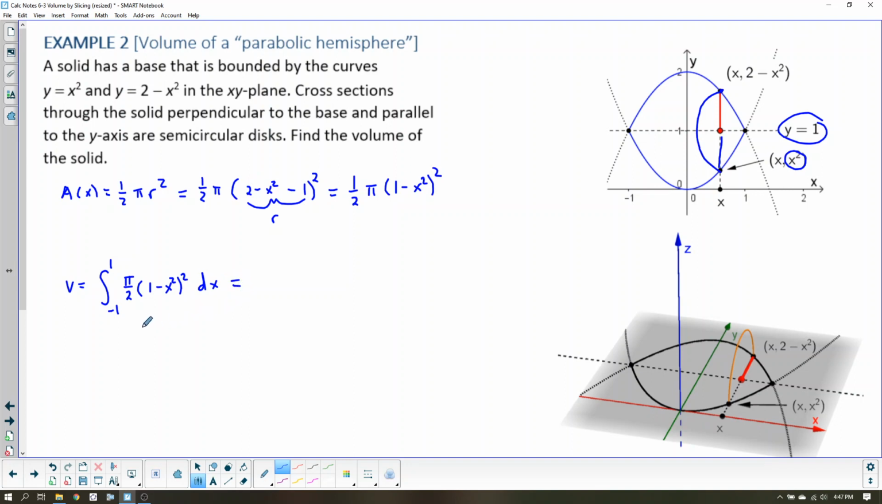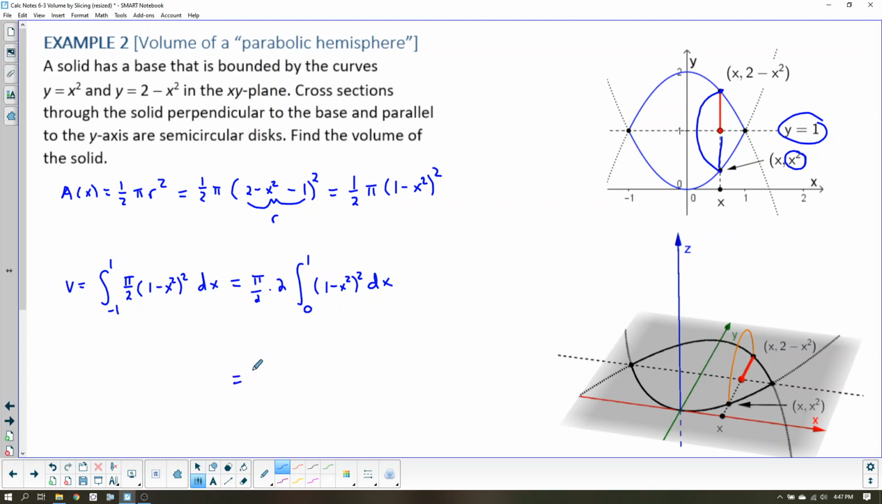Now a couple things we could do to make it a little easier. We can pull the pi over 2 out, and this is an even expression, right? It's symmetric on both sides, so we could double this integral and just integrate from 0 to 1. So pull the pi over 2 out, put a 2 in front of it, integrate from 0 to 1 of (1 minus x squared) dx. This doesn't have to be done. You could just integrate this, but this would make the computation a little bit cleaner.